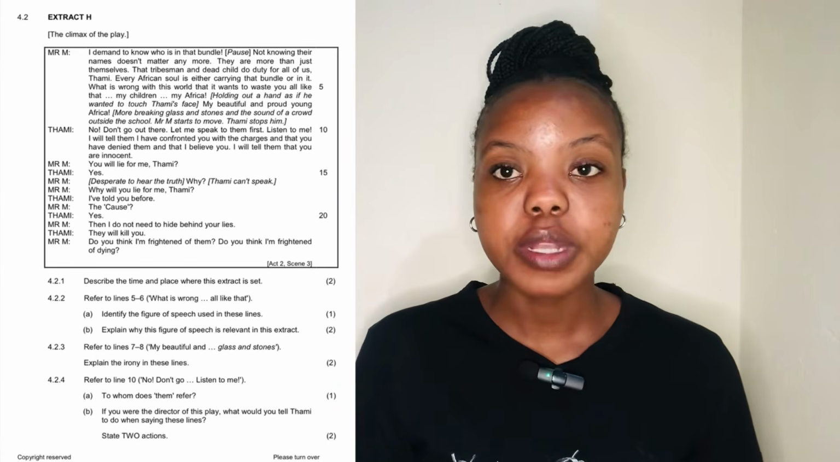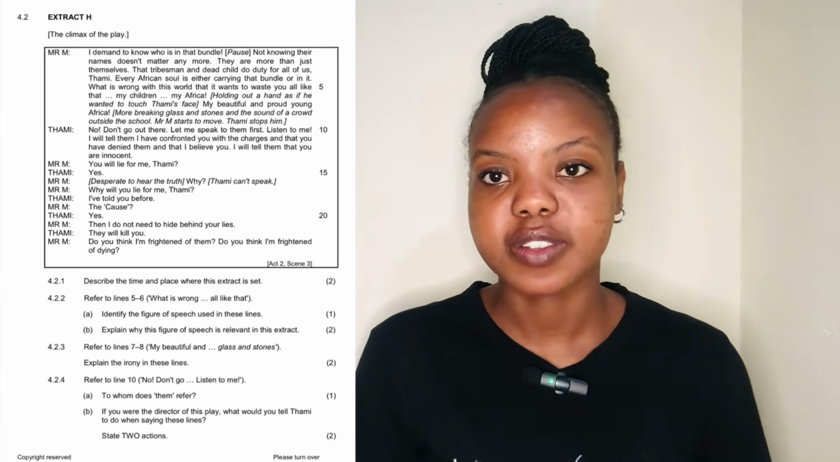when Tammy tries to stop Mr. M from leaving the classroom, or before Mr. M is killed. 4.2.2, refer to lines 5 to 6. Identify the figure of speech used in these lines. In this case, you should be in a position to know all your figures of speech so that you can identify them from an extract and also explain why they were used.